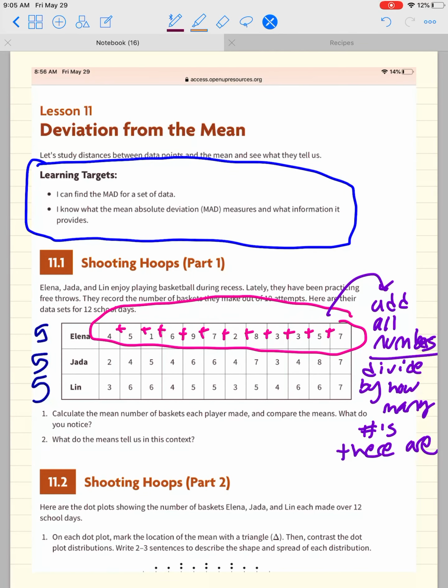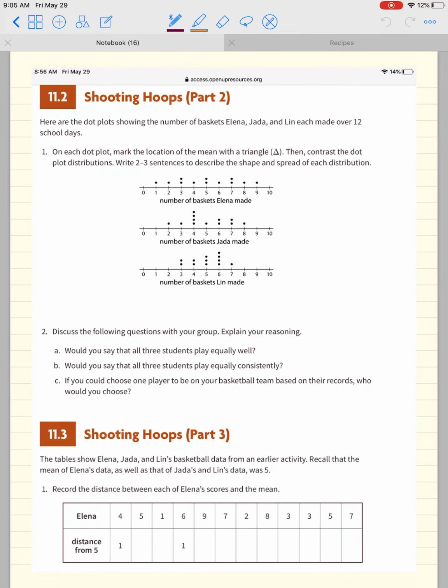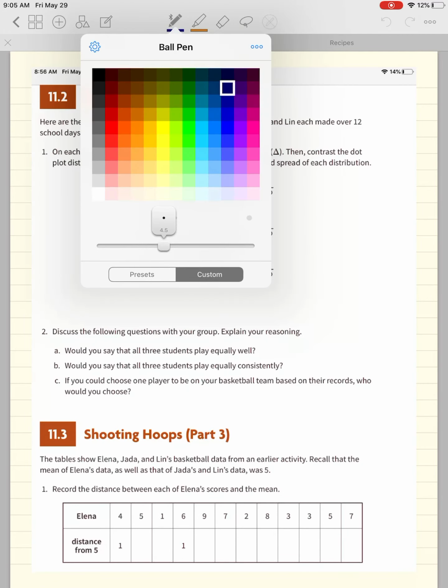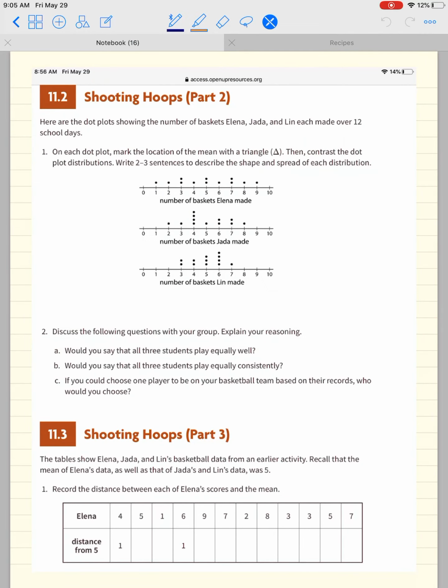Okay, for 11.2, we are now going to look at a dot plot that is representing this data, okay? So I'm going to turn the page. So here we have dot plots showing the number of baskets Elena, Jada, and Lynn each made over 12 school days. So here are dot plots.